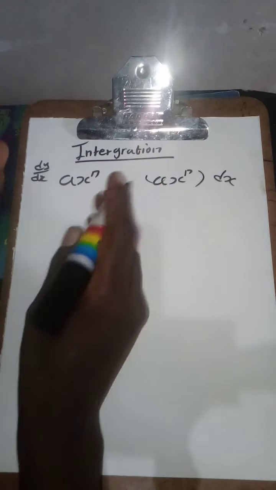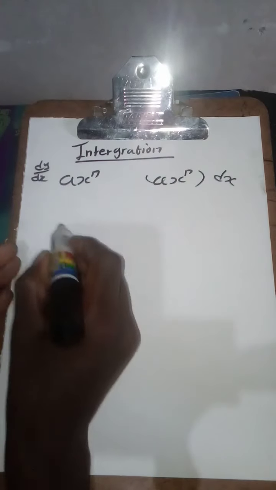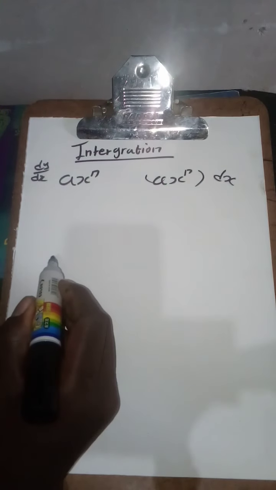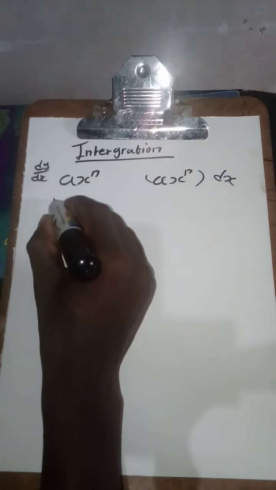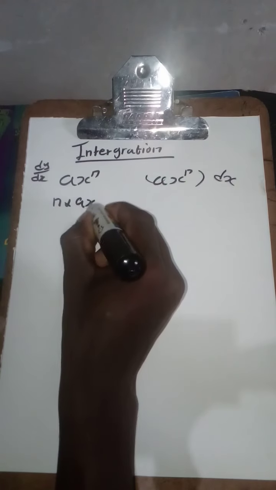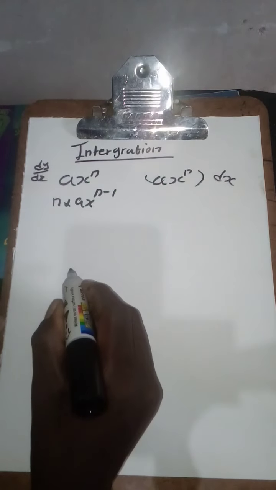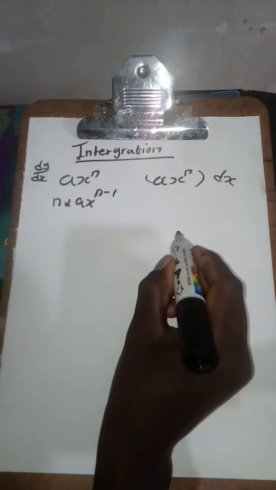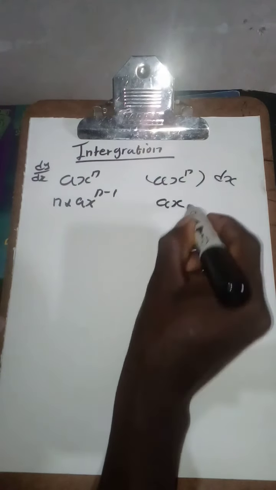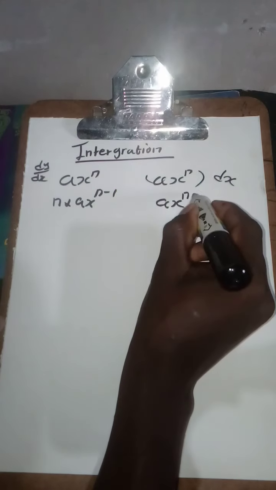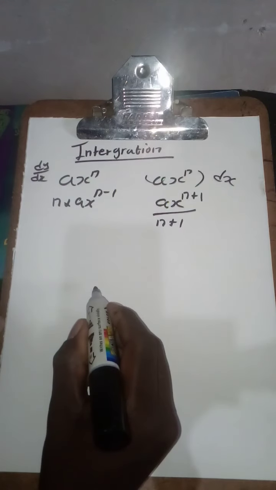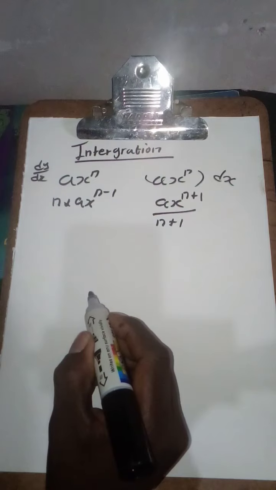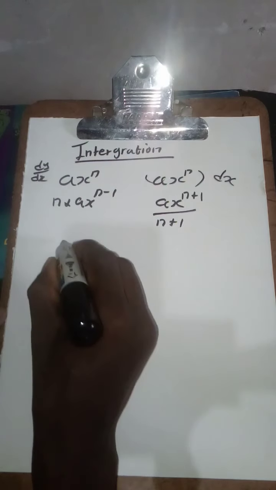All right, so for this formula, imagine this is a function that you're given, a as a constant, you have x, and n as the power. If you're differentiating, the power is going to drop. You're going to have n multiplied by a x, then n should reduce by 1. For this one, if you're integrating, you're going to have ax, the power is going to increase by 1, and you do the same thing on the bottom.